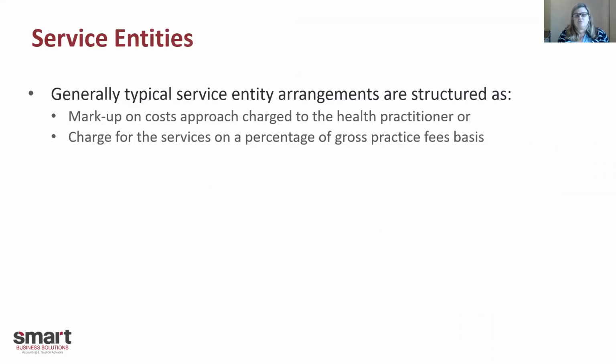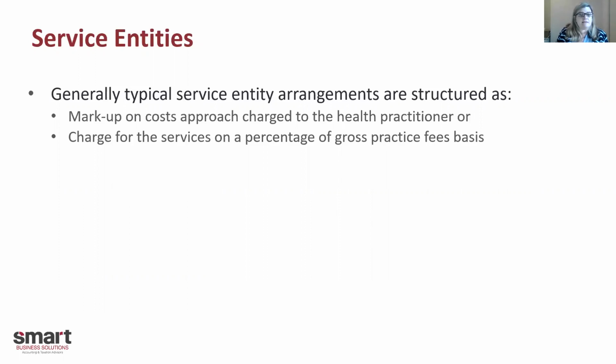So what I wanted to quickly go through with you is service entities. There were some questions around JobKeeper eligibility, and generally the typical service entity around the medical practitioners will either be a markup on costs approach and charge to the health practitioner. That'll happen in some of your medical practices with varying numbers of practitioners in there, or a more common approach does tend to be charging for the services on a percentage of gross practice fees basis. So I'm just going to go through what challenges you may see from a JobKeeper perspective.